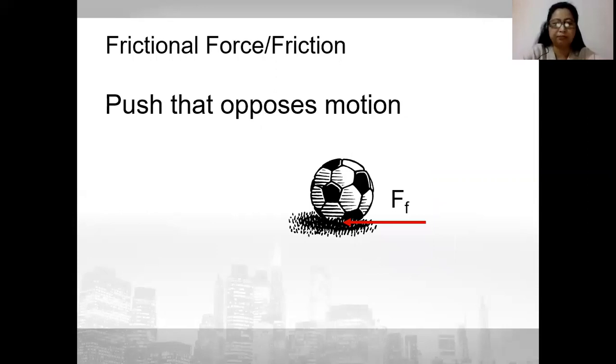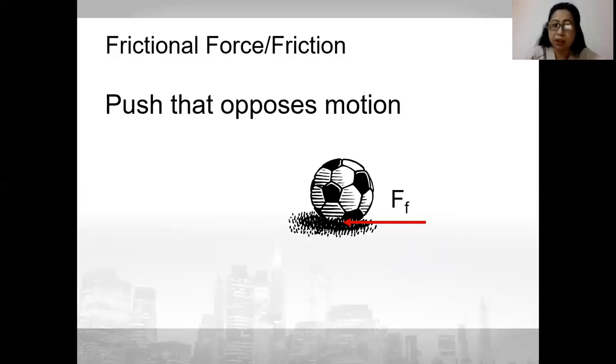Frictional force. Frictional force is the push that opposes motion. The symbol for frictional force is F subscript F. It is represented by an arrow directed in the opposite direction of the motion of the object. In this case, since the frictional force is directed to the left, the object is moving to the right.